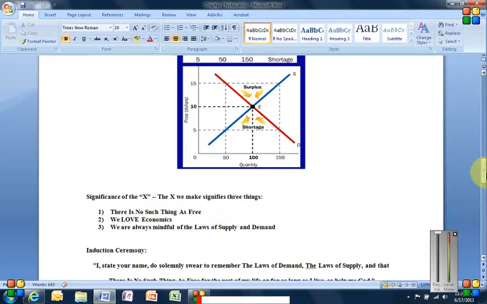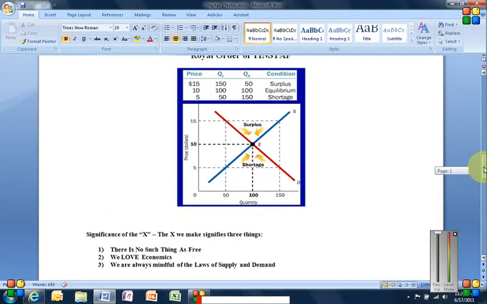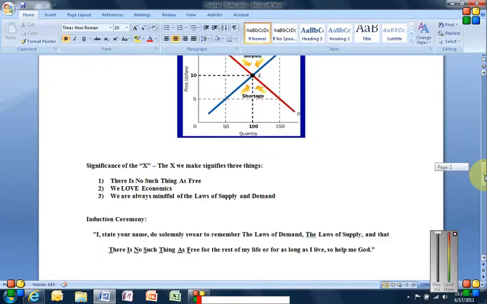Thirdly, we're always mindful of the laws of supply and demand. If you look at a market, like I've got pasted here, that shows a supply curve and a demand curve, they cross and form the shape of an X. We'll come back to supply and demand later. But let's get to our pledge.